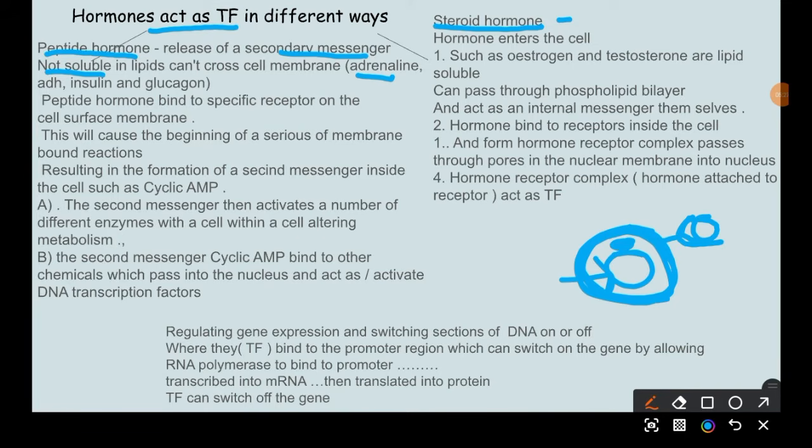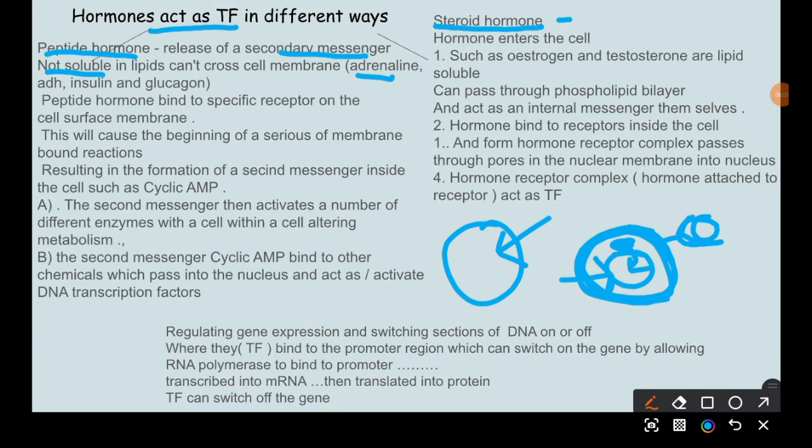An example for this, and the most popular example, is cyclic AMP, which is made from ATP. The secondary messenger will then activate a number of different enzymes in the cell to alter the metabolism. And the secondary messenger, cyclic AMP, will bind to other chemicals which pass into the nucleus and activate DNA transcription factors. But with steroid hormones, they are lipids, so they can pass through the cell membrane, so they act as transcription factors themselves. An example for this is estrogen and testosterone.